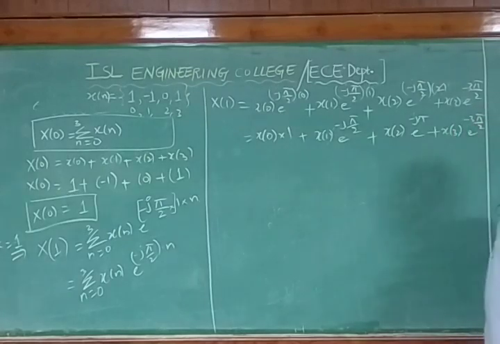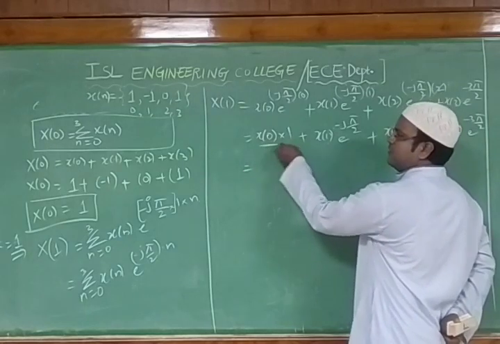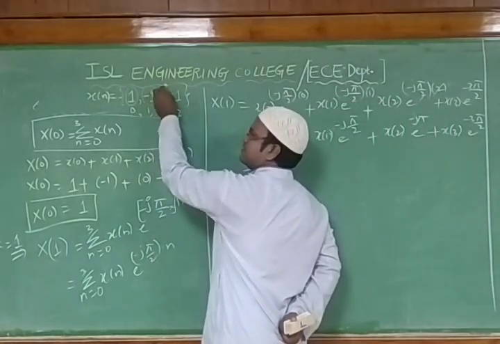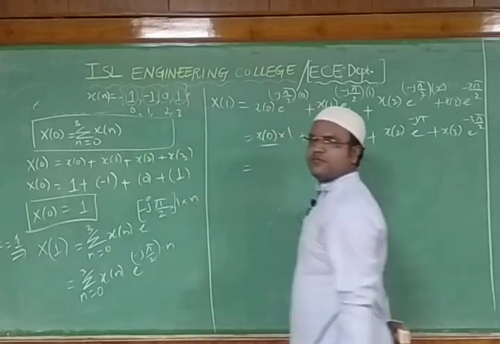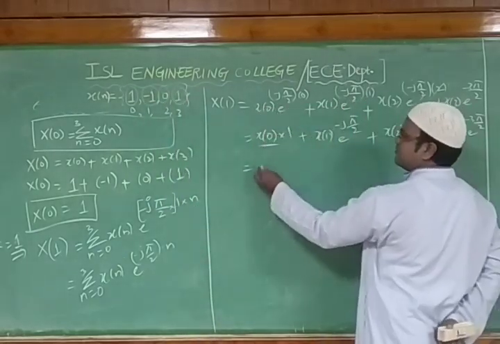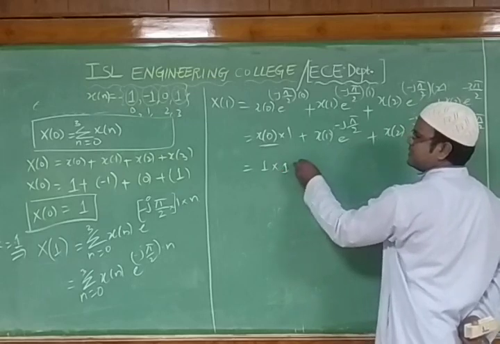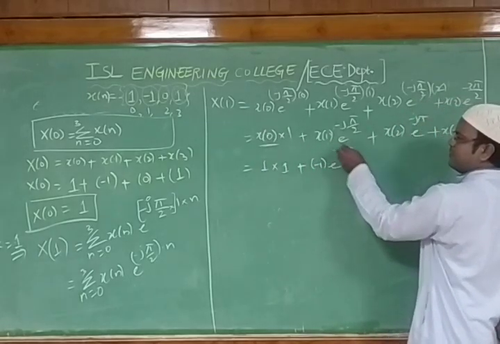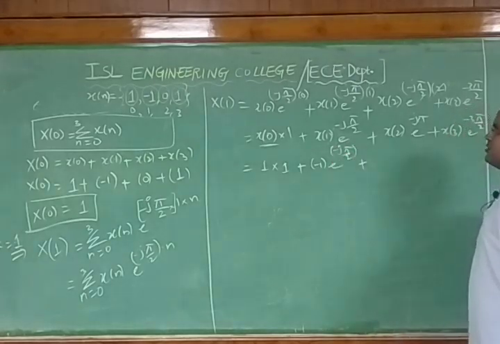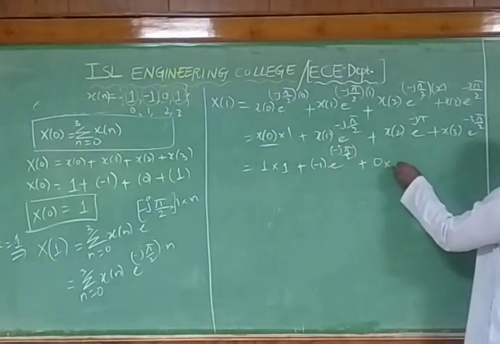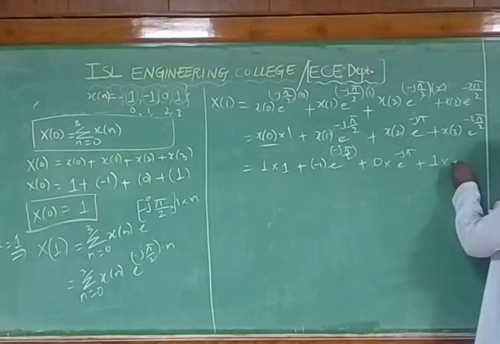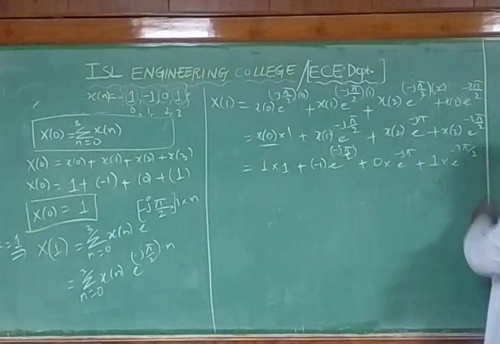This we kept. Now we need to know the x of 0 value. What is x of 0? That is the 0th position. This is 1, x of 1 is minus 1, then 0 and 1. So these values will be substituted over here. So x of 0 is 1 into 1, plus x of 1, it's minus 1 into e power minus j pi by 2. Next x of 2, what is x of 2? 0 into e power minus j pi. Then x of 3, we had 1 into e power minus j 3 pi by 2. So we got this thing.